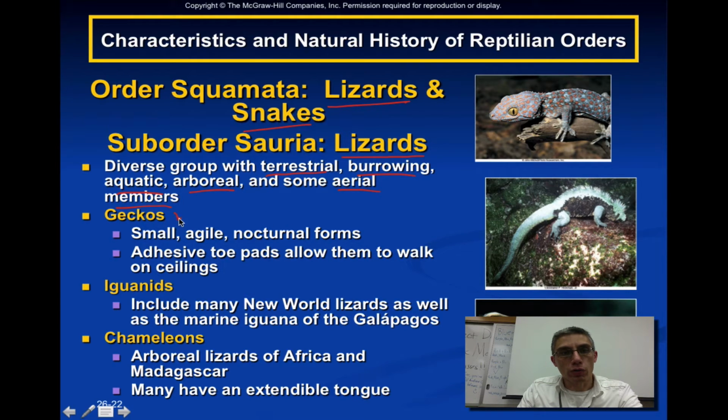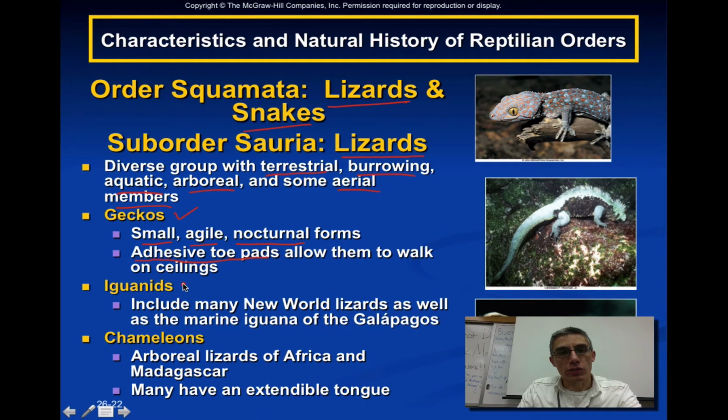Geckos are going to be one group of this suborder, and you've seen the geckos in my classroom. I have a tokay and a couple of leopard geckos that are relatively small lizards. They're pretty agile, which means they can move around quite easily, and a lot of these geckos do tend to be nocturnal, and you're going to see that in my class because you don't often see these geckos out during the daylight. Now, most geckos, except for the leopard geckos that I have in my classroom, do have adhesive toe pads, which allows them to walk on ceilings, walls, etc.